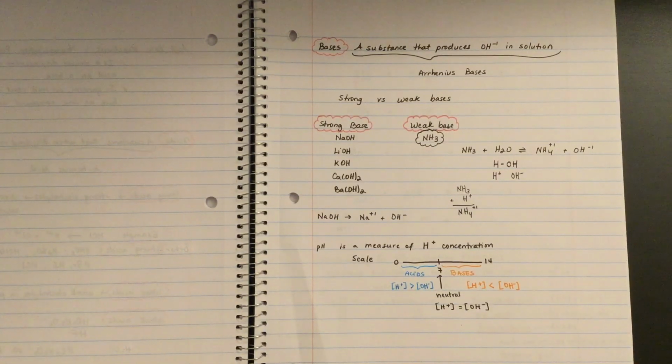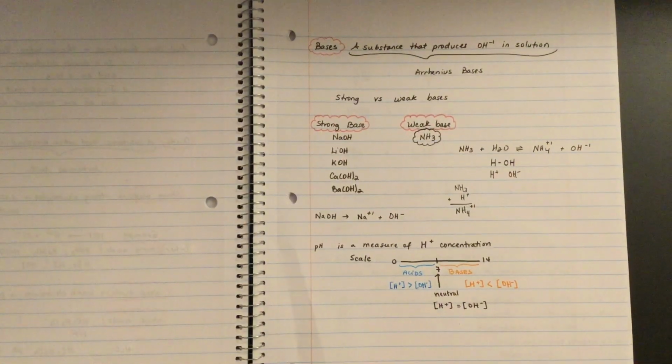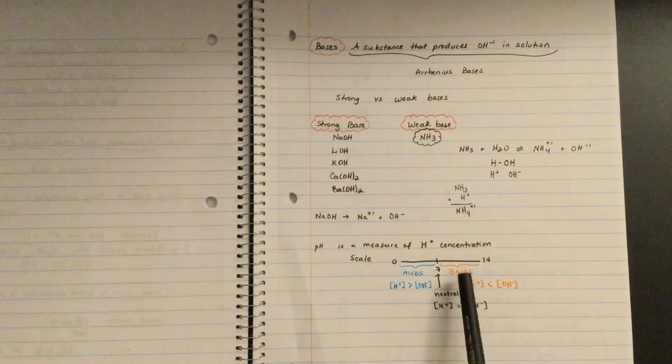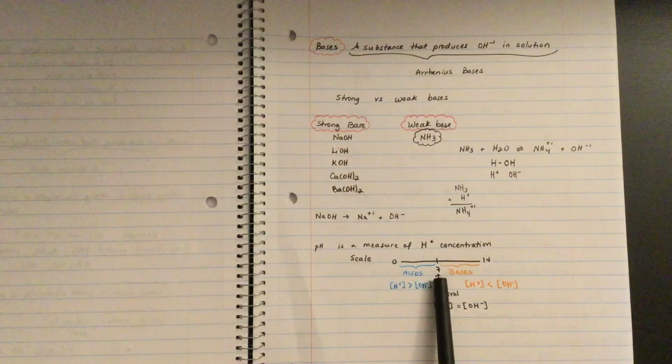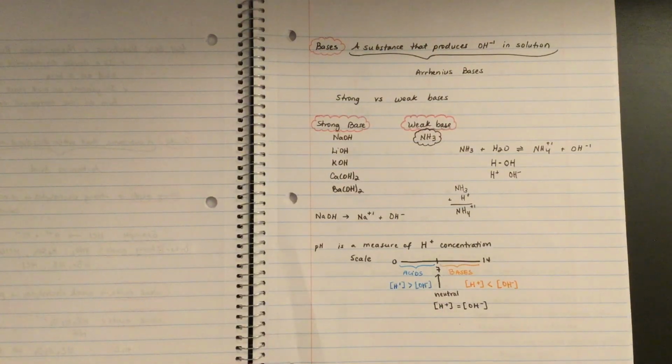Acids, H plus; bases, OH minus. So when you have something acidic, the concentration of H plus in solution should be higher than the concentration of hydroxide. And then if you have a base, the concentration of your hydroxide is going to be higher than the concentration of your H plus. At pH equal to 7, the concentration of your acid is equal to the concentration of the base, and you have a neutral substance. It's not acidic or basic.